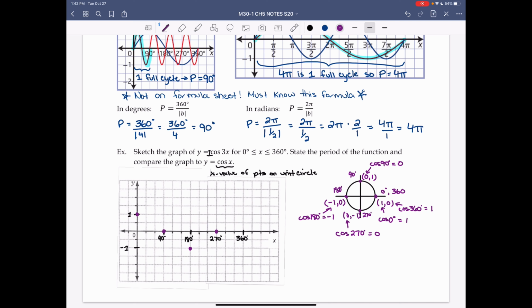Find 360 on your x-axis, go up to y equals 1, plot a point, and then we can attach those points with a curve to get our y equals cos x graph. There we go. That's y equals cos x. Now we need to graph y equals cos 3x.